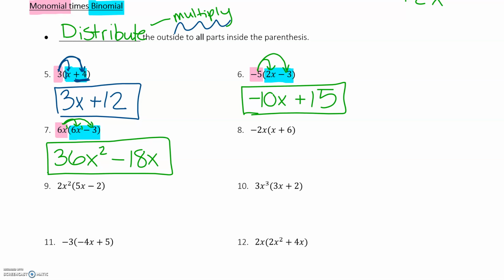All right. Negative 2x times, notice how I'm saying times when I see that parentheses, x plus 6. So we're going to distribute negative 2x to the x. So negative 2x squared. And we're going to distribute negative 2x to the 6. So negative 12x. Okay. Take a second. Go ahead and try number 9. Distribute the 2x squared to the 5x and then to the negative 2.